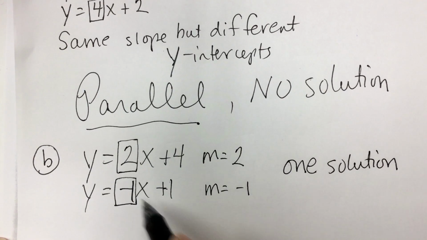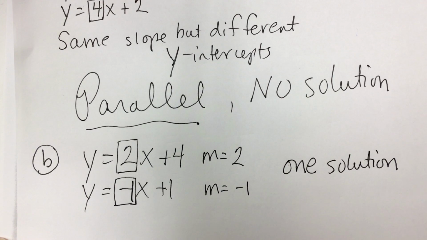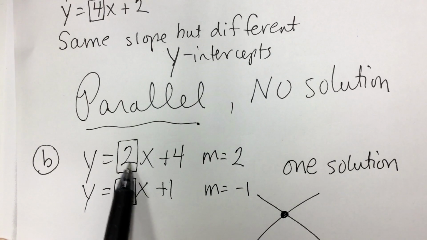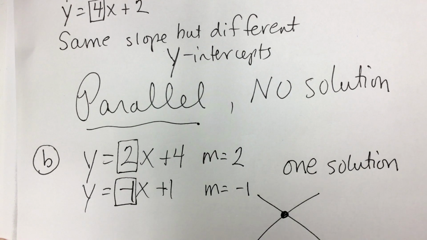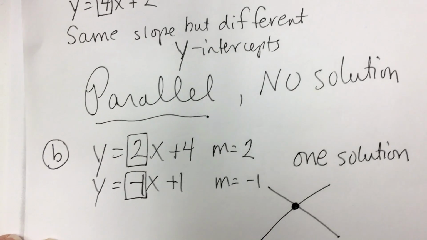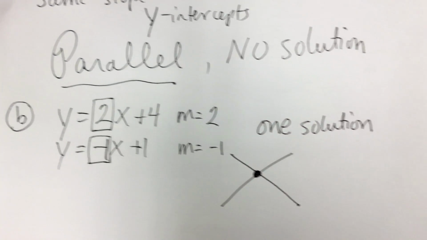Remember, this would be the situation where the lines meet. They would cross and intersect at one point. Notice this line has a positive slope, so it would be going upward. This line has a negative slope, so it would be going downward. So they do touch at one specific point. The answer to B part would be one solution.